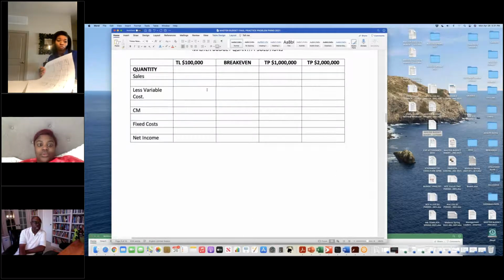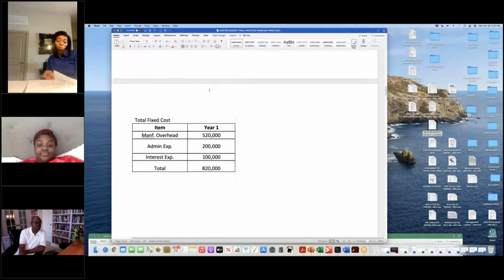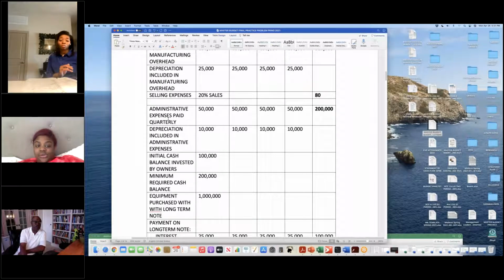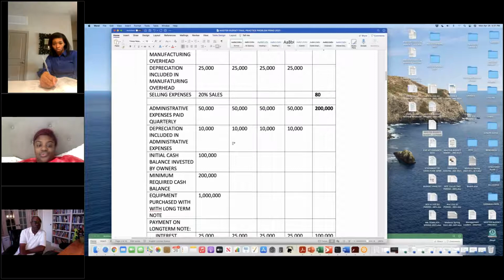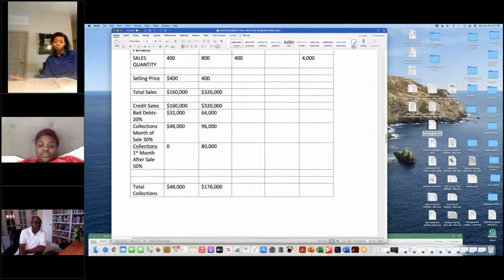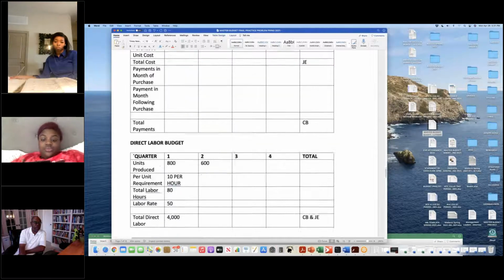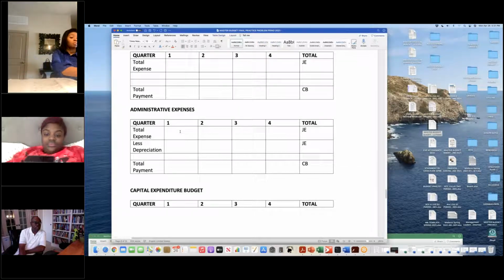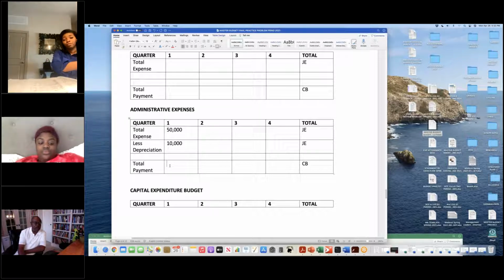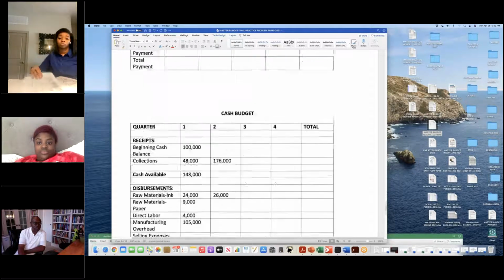So if I go up here, I'll skip sales. Let's just go to administrative expense right quick. If you see administrative expense, what you gonna tell me? 50,000. Yeah, 50. Fixed rate. It's gonna be 50,000 and 10,000, right? So gonna operate the same way as the overhead. $50,000. The depreciation is $10,000. So we only have to pay $40,000. 40 and 105, so we can bring those down.